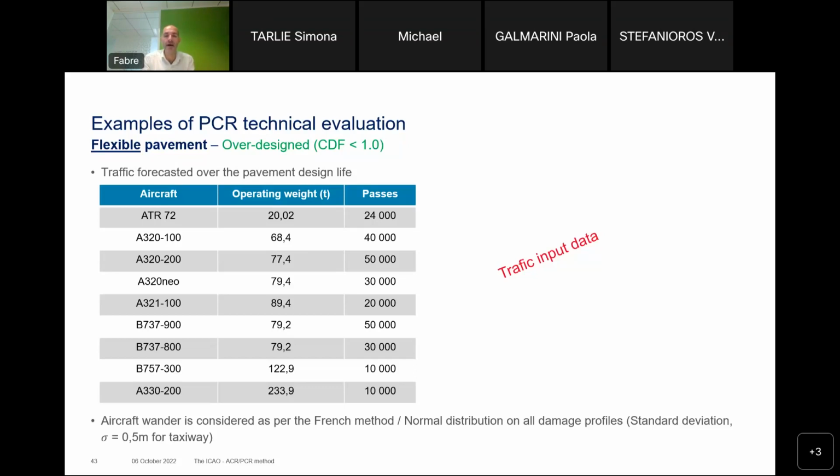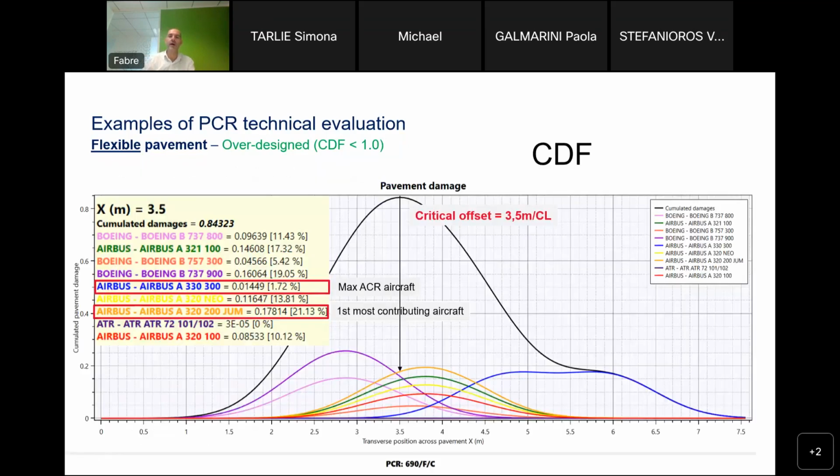If the pavement was a runway, this is just to answer the question I had earlier, the only change regarding the calculation would have been a change in the standard deviation. That would be, in that case, 0.75 meters. So this is an example.